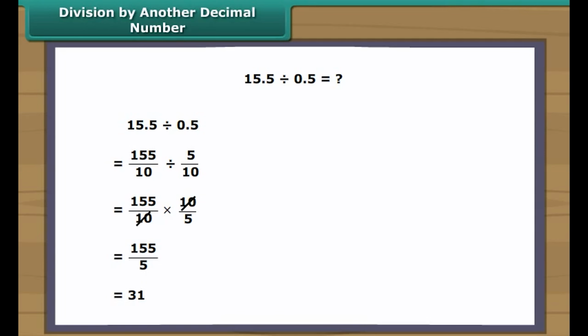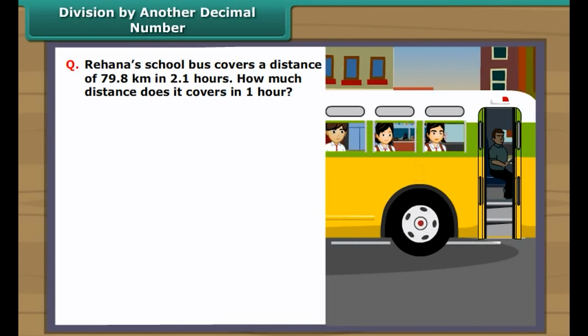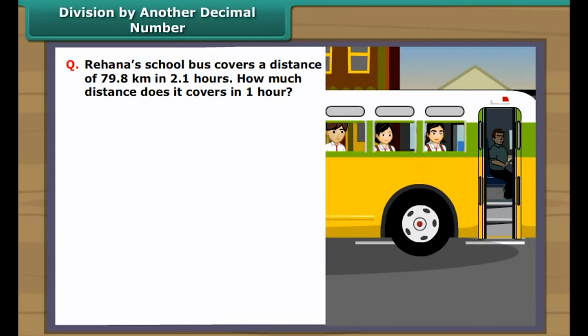We observe that the decimal point was shifted to the right in 15.5 to make it 155. So, there was a shift of 1 decimal place to the right in 0.5 also to make it 5. Thus, we can write 15.5 divided by 0.5 as 155 divided by 5, which gives 31 as the answer. Let us practice a question based on this.